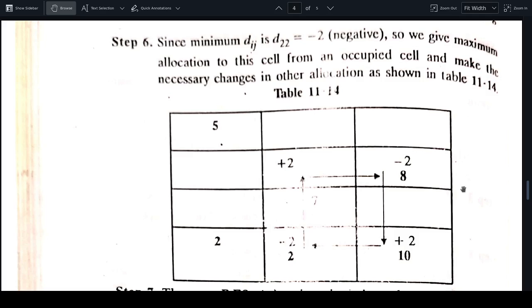For removing Dij, you give the smallest value of this allocation. So here allocations are 8, 10, 2. We give allocation 2, right? When we give 2, then alternate plus minus in the corner of the loop. So 8 minus 2, 10 plus 2, 2 minus 2. So this line is clear or not, you see?